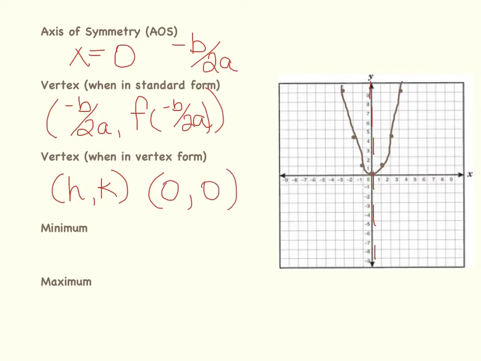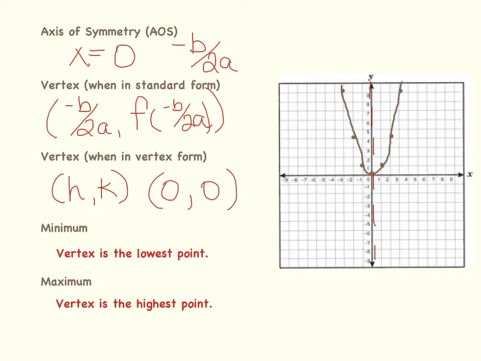The last characteristic we want to look at is whether your parabola, your quadratic function, has a minimum or a maximum. What that means is, is your vertex at a minimum point, the lowest point of your parabola, or is your vertex at a maximum, the highest point in your parabola? A lot of times the minimum is represented by the first three letters, MIN, and the maximum will be represented by the first three letters, MAX.